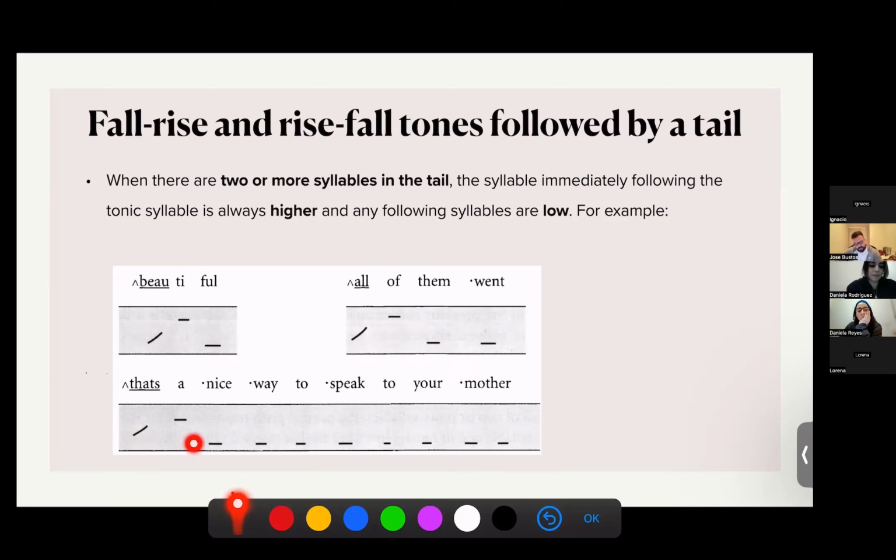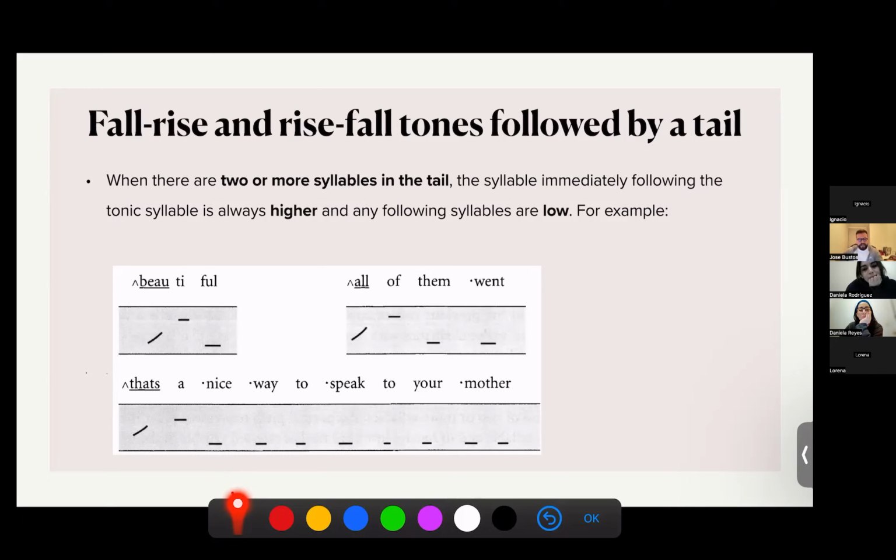That's a nice way to speak to your mother. That's a nice way to speak to your mother.